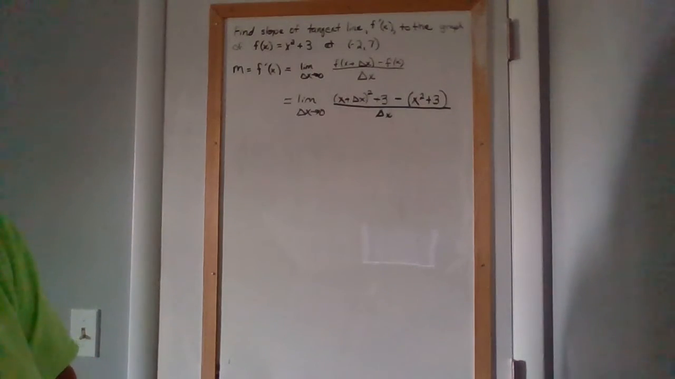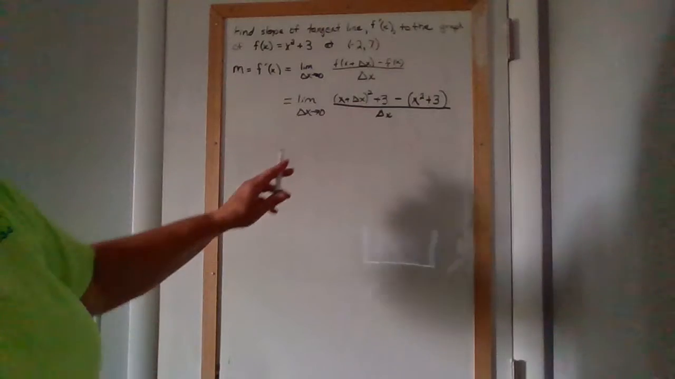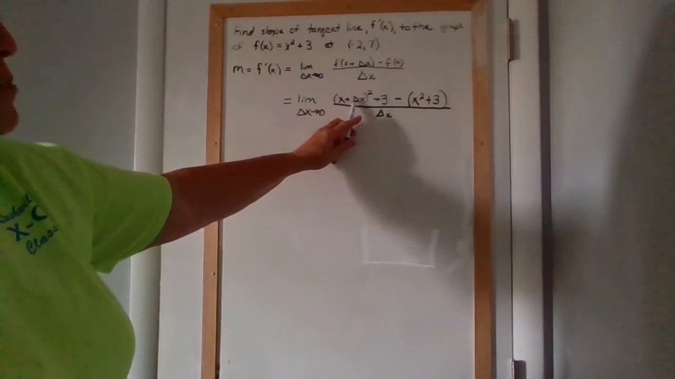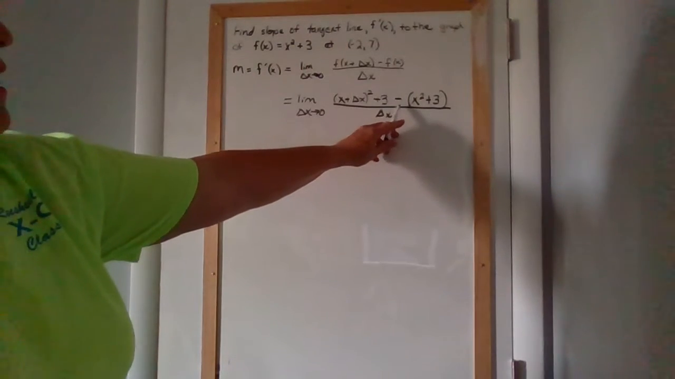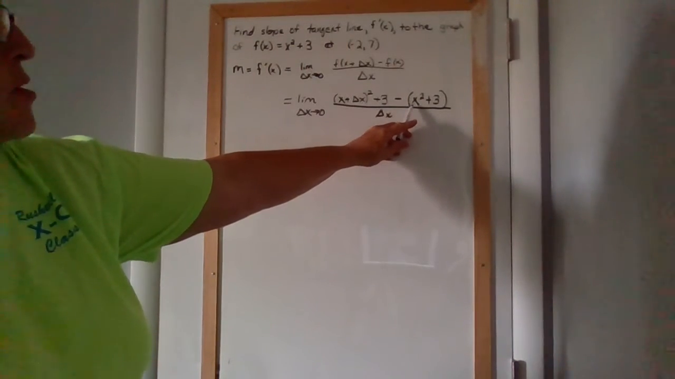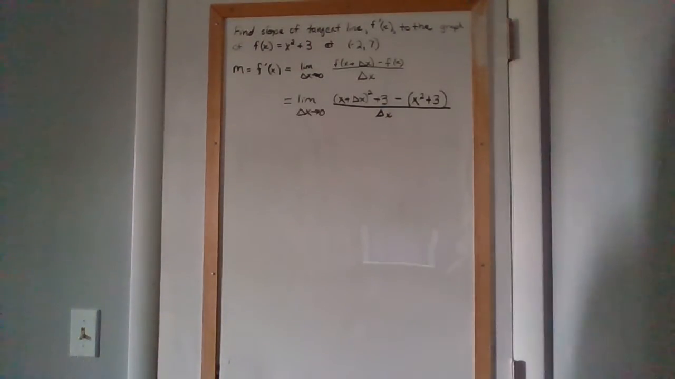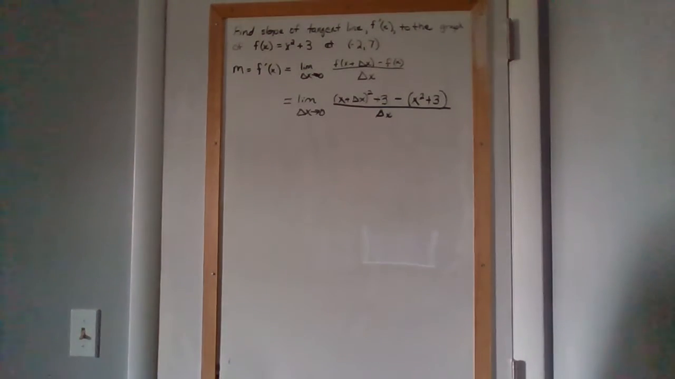Now, as always with a limit, you should try direct substitution. So if we plug in 0 for the delta x, that'd be x plus 0. So that's just x squared plus 3. And then this is minus x squared minus 3. Your numerator is going to be 0, and your denominator would be 0. So you'll have an indeterminate 0 over 0.